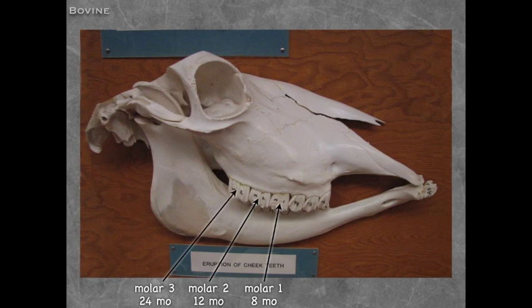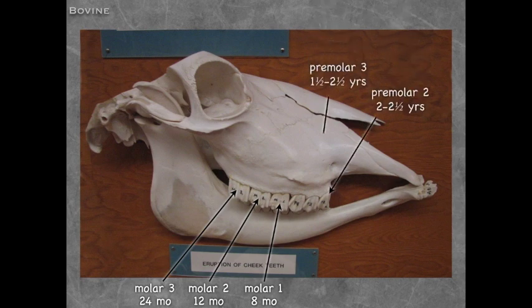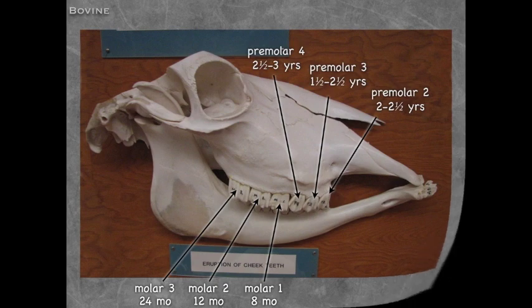And then the permanent premolars are going to come in at 2 to 2.5 years, 1.5 to 2 years. No, that's not backwards. That is how they come in. So that one comes in first before the second premolar. And then we get premolar 4 coming in. Once again, premolar 4 is going to come in between two existing teeth. That's all I got.